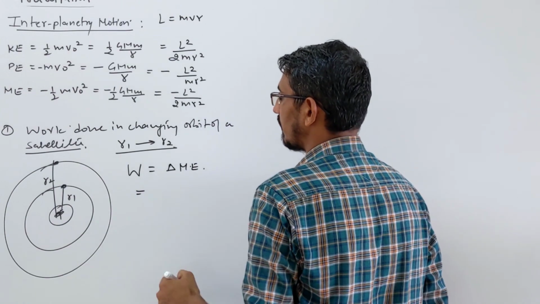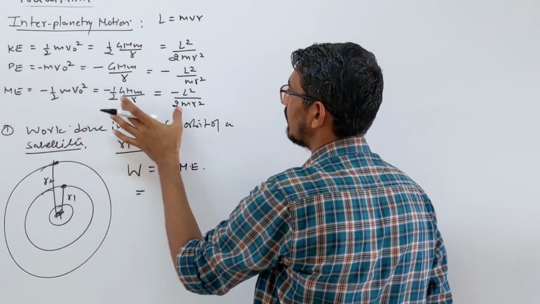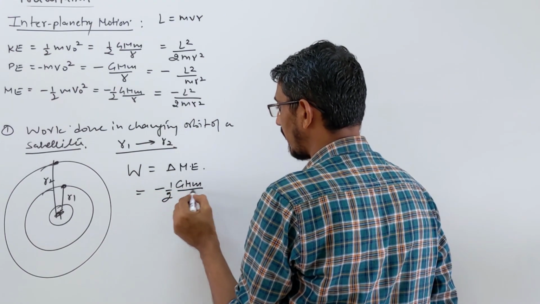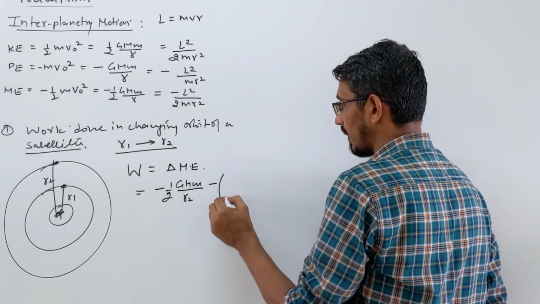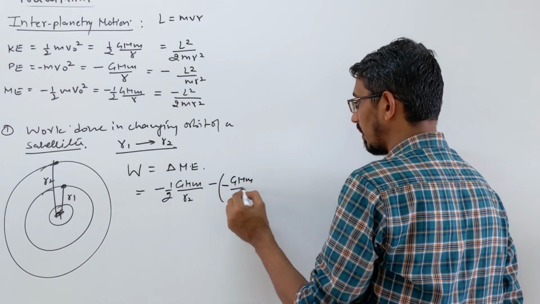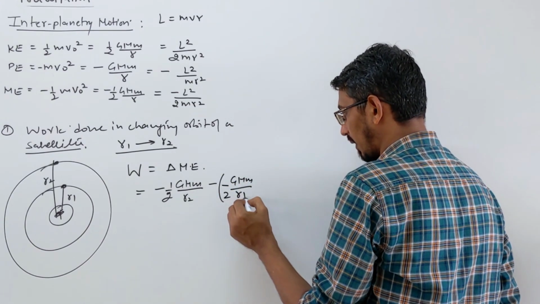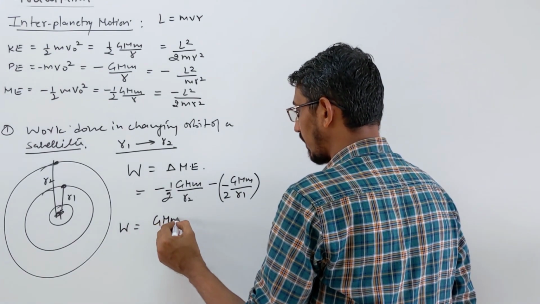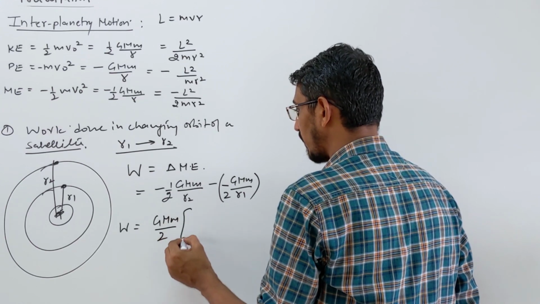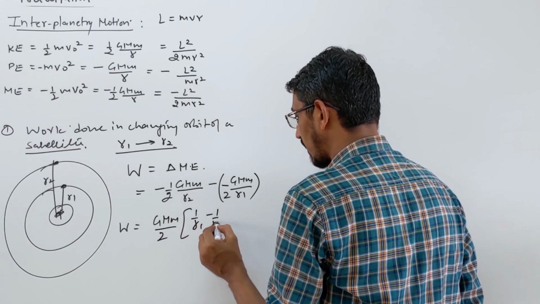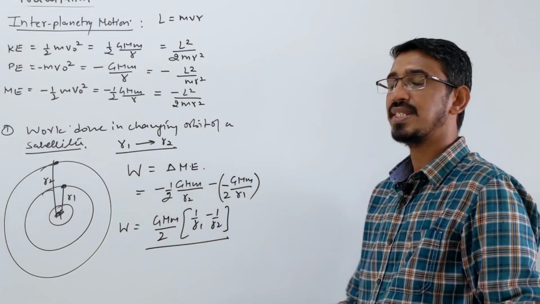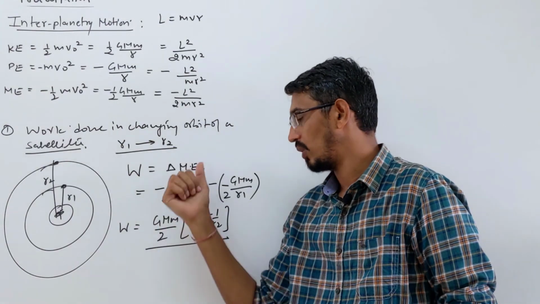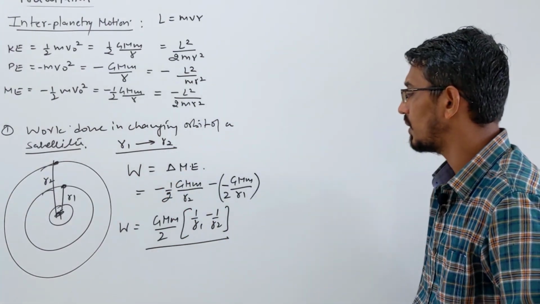Mechanical energy final: look, the formula is this one. So I am writing final is minus G M m upon 2 r2, where the final radius we are calling r2, minus the initial, which will be minus G M m upon 2 r1. So this formula simply becomes this much. G M m you can take common, 2 also you take common, and you get simply 1 by r1 minus 1 by r2. This is called raising the orbit, increasing the orbit from r1 to r2, correct? So this is simply the work done.